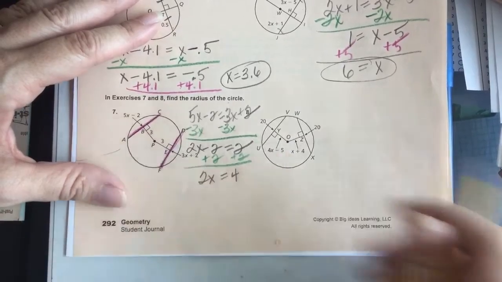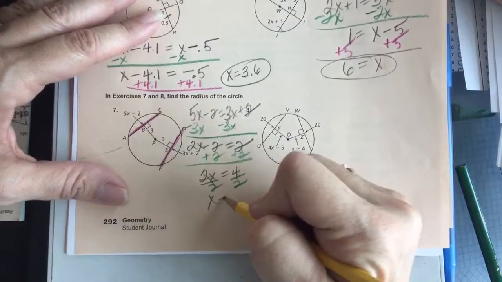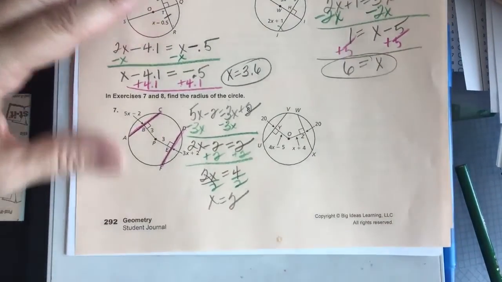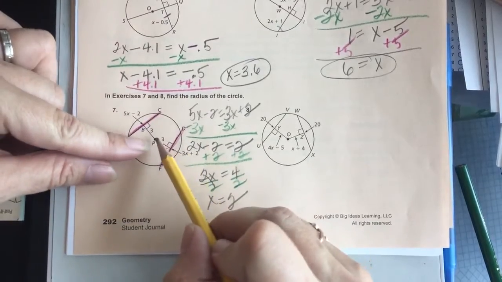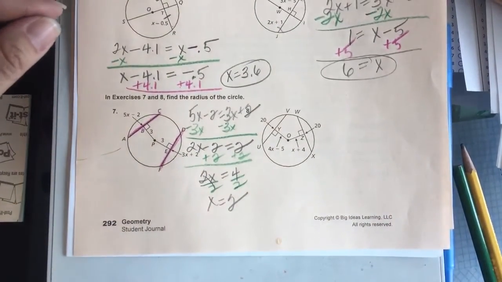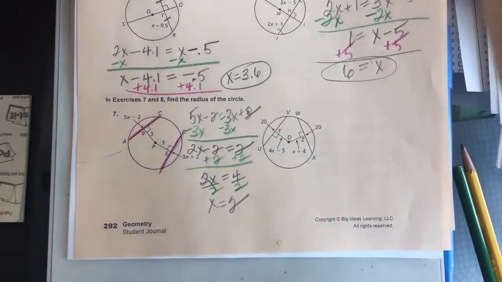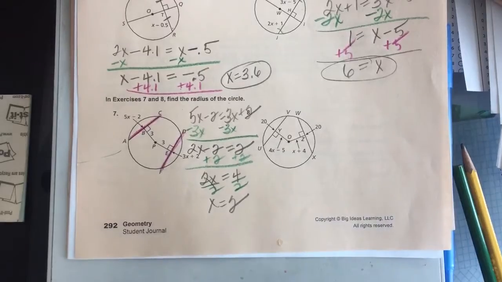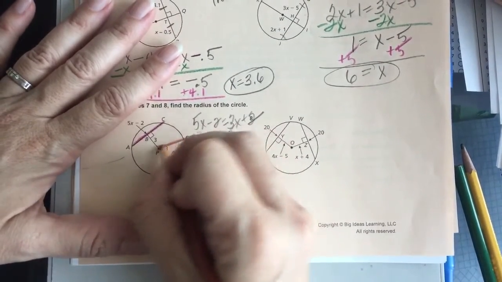2x equals 4. I'm going to divide both sides by 2, find out that x is equal to 2. Now, I've got to use that, because what I need to do is actually figure out what the radius of this triangle is, and that's going to be a little bit of a trick because I don't see a radius marked. But what I want to show you is that a radius is going to be like from P to D.